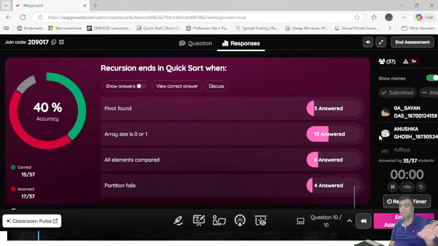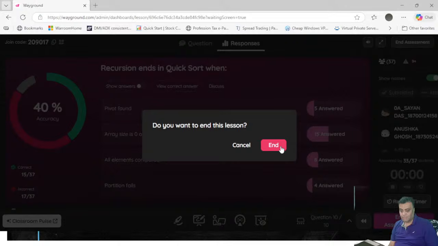So it's not that I'm comparing all the elements. Of course, I'm comparing all the elements every layer. And that's why each layer I'm doing n amount of work. So all elements compared is not the right answer. The right answer is array size is 0 or 1. So that's our first assignment.